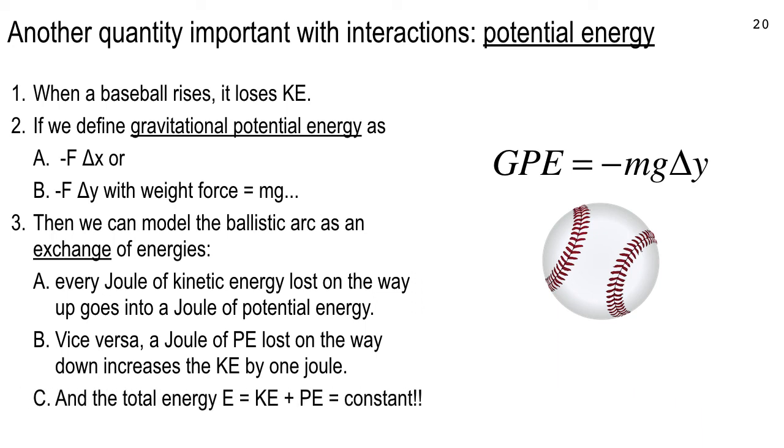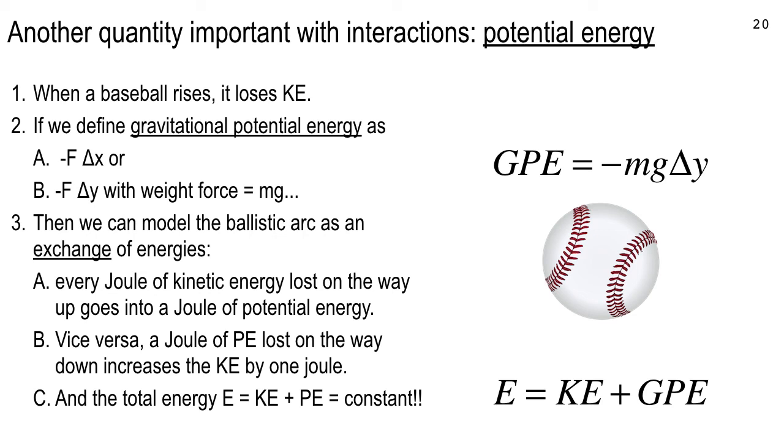Now here's the other cool thing. The total energy, capital E, defined as the sum of the kinetic and the potential, that's a constant. Because what the kinetic energy loses, potential energy gains on the way up. On the way down, what potential energy loses, kinetic energy gains. It gets faster. So this formula here, E equals KE plus GPE, that, my wonderful students, is the conservation of total mechanical energy.